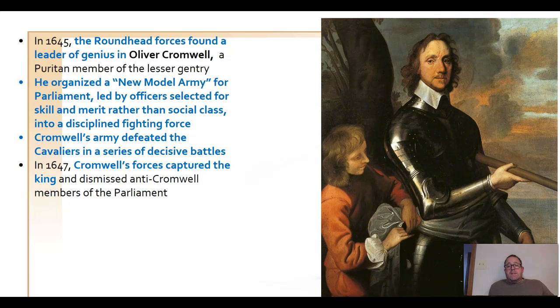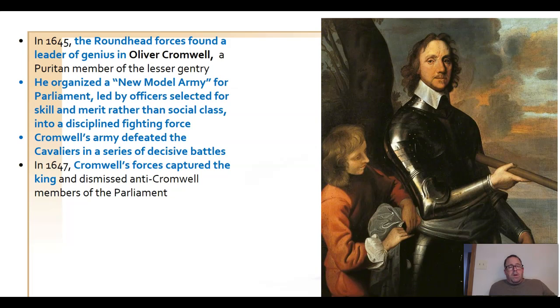The Roundheads, that is the force that fights against the Royalists, and that includes most members of the House of Commons. After a few years of fighting, they elevate one Oliver Cromwell to the head of the parliamentary army, and he introduces something known as the New Model Army.